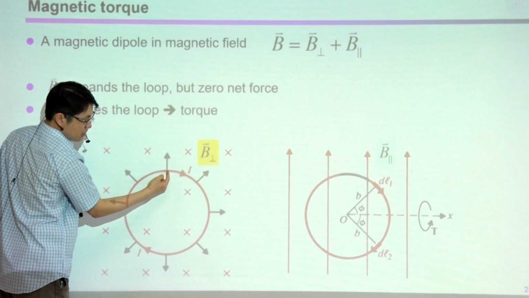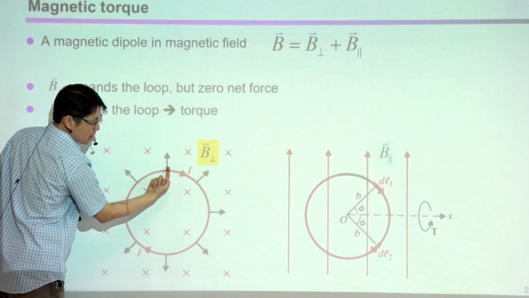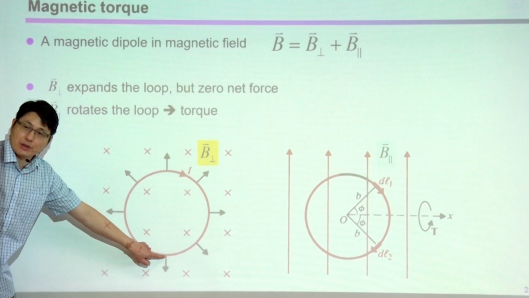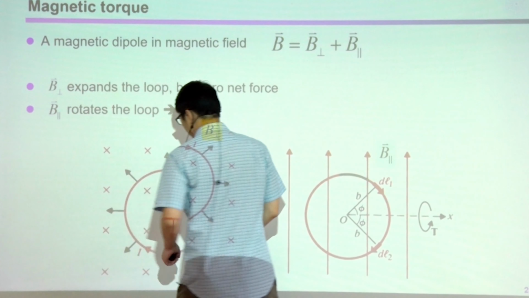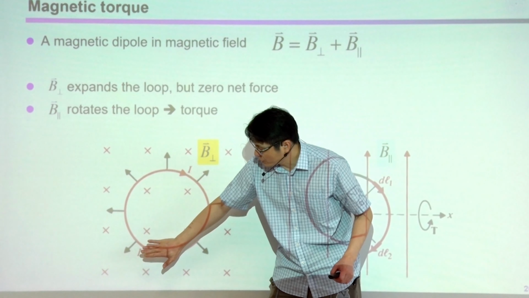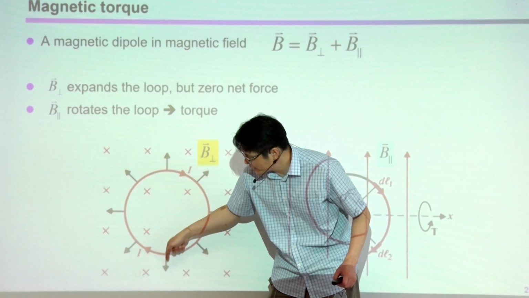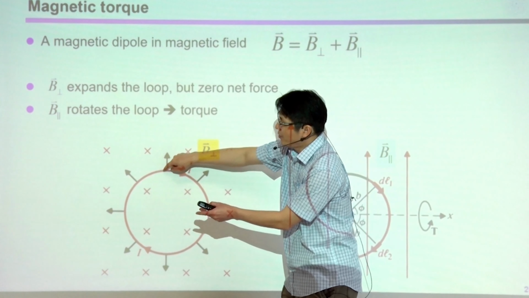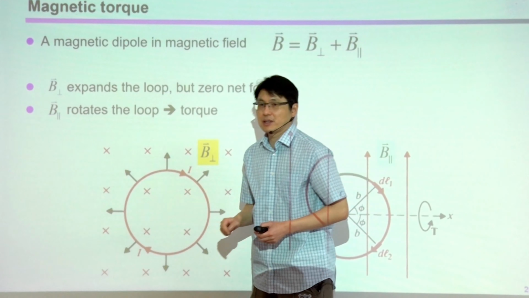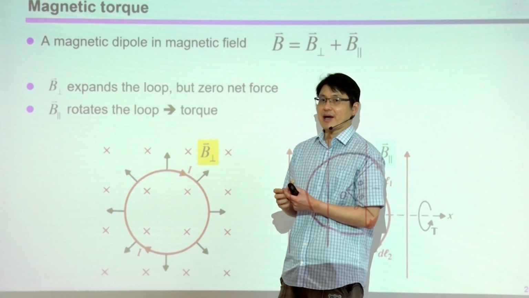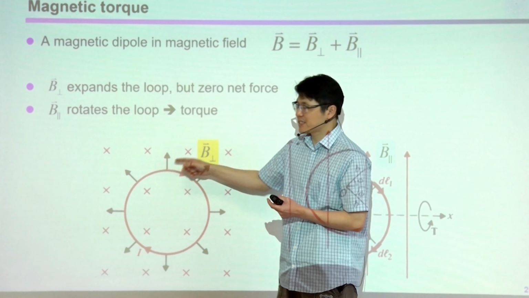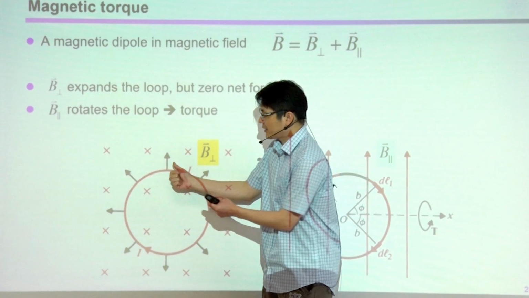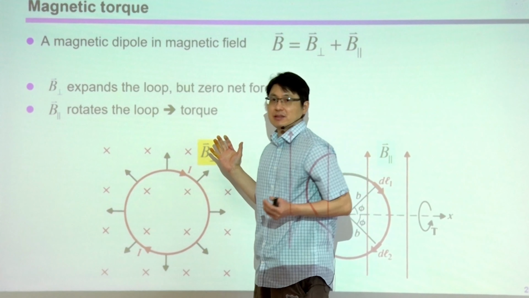For this particular segment, I have a force going upwards. If I evaluate this differential length, DL cross B, the force is going downwards. So if you analyze every location on this loop, you will see that each segment is going to experience a force that tends to expand it.